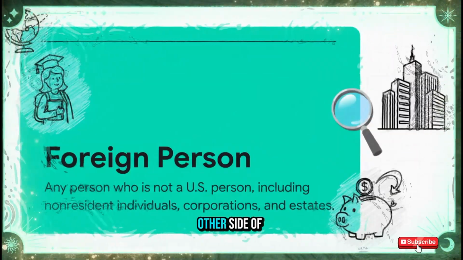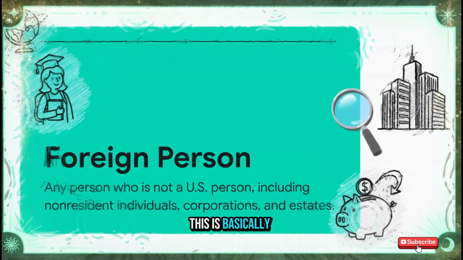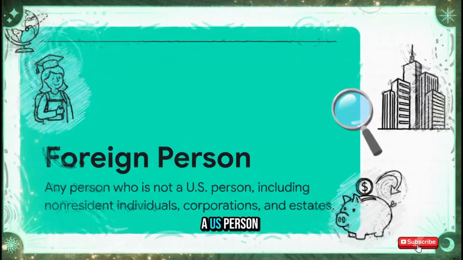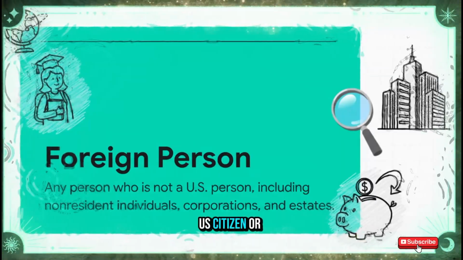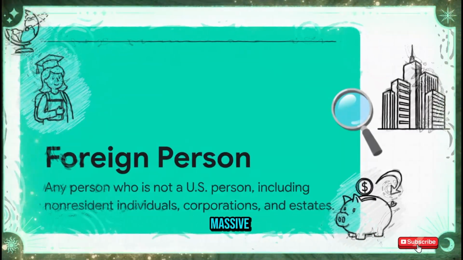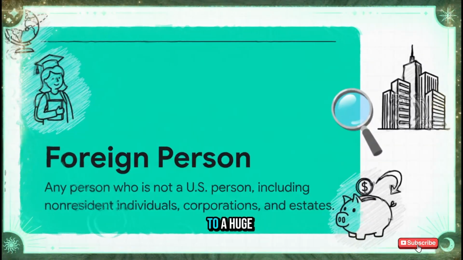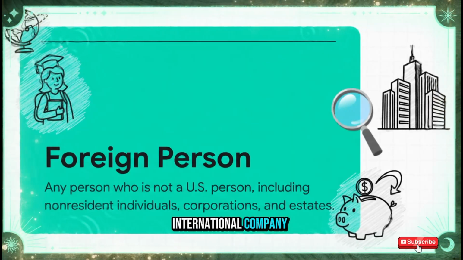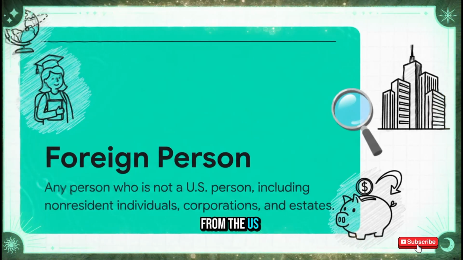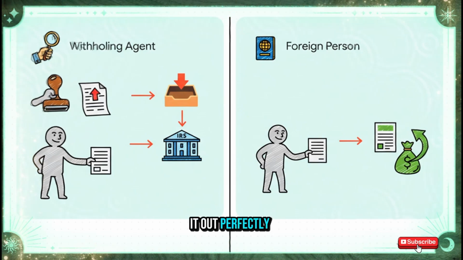And on the other side of the transaction, you have the foreign person. This is basically anyone who isn't a US person, so not a US citizen or a resident alien. And again, the scope here is massive. It could be anyone from a foreign student getting a scholarship to a huge international company that's earning royalties from the US. And this comparison chart just lays it out perfectly.